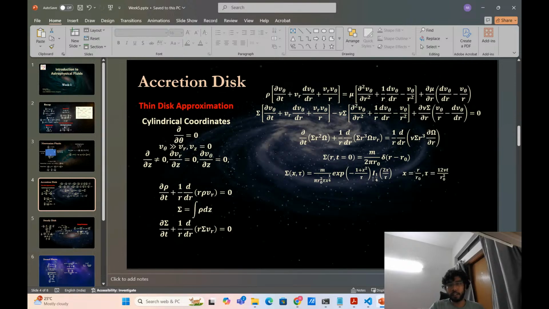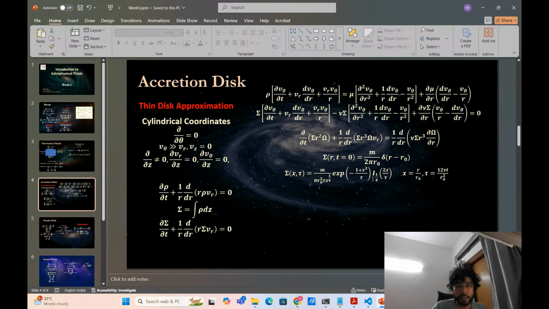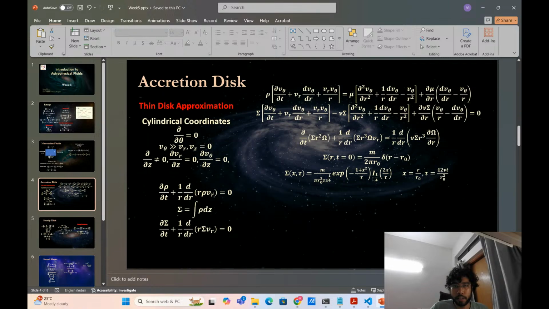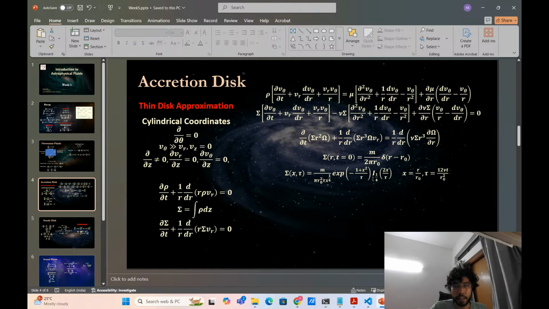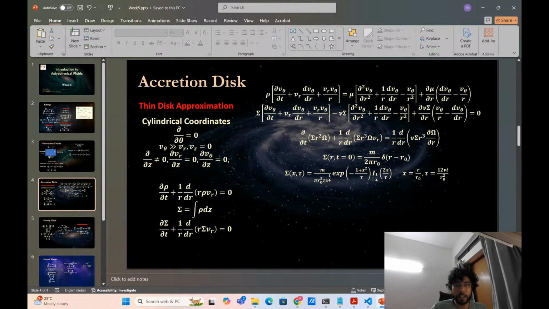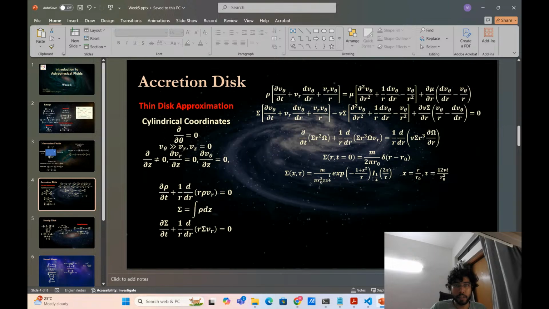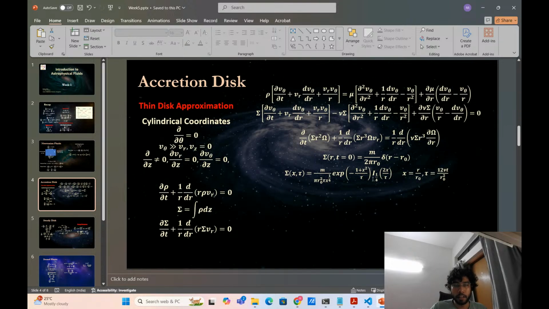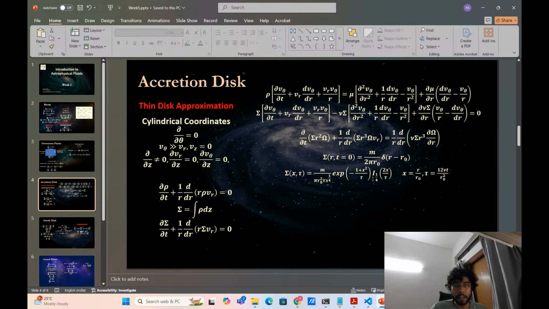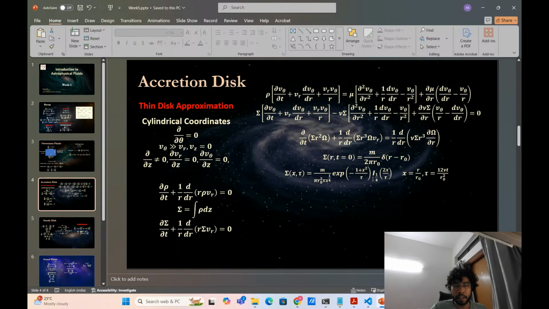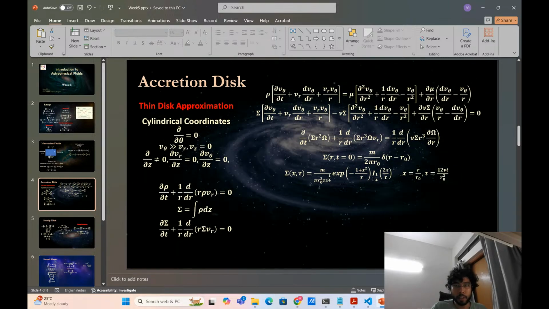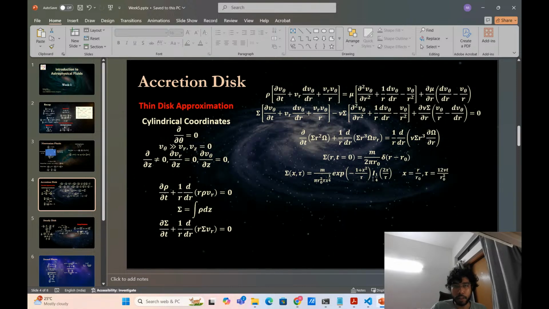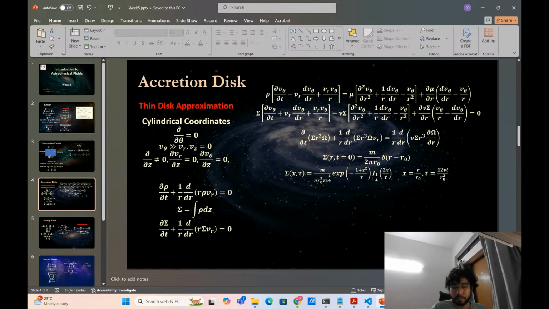So this was already shown in the lecture, and the physical meaning of this solution is actually very important. It states that if you start with a ring, the ring diffuses and spreads, such that there is more mass which is getting accreted, and there is less mass which is going out, taking out the angular momentum from the system, right?